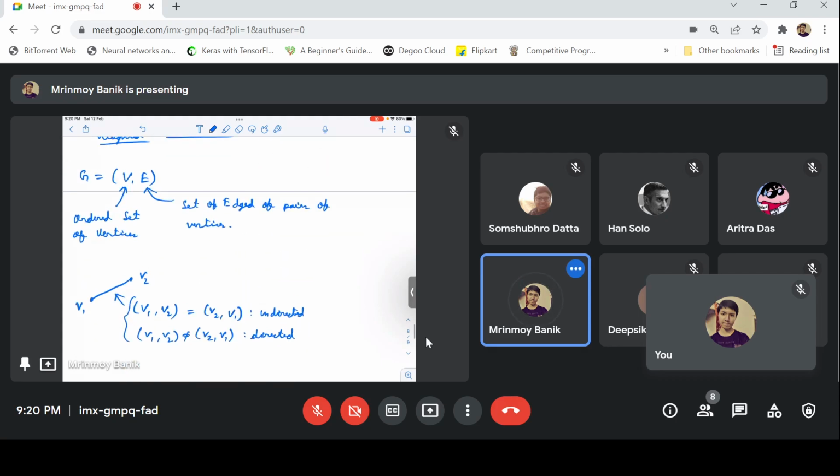Okay, so V is the set of all vertices V1, V2, V3, and E is the set of all pairs of vertices, or edges, (Vi, Vj). So their collection is the graph, right?